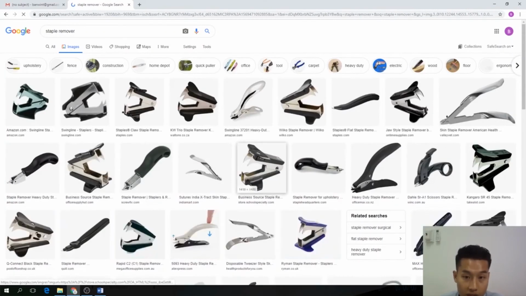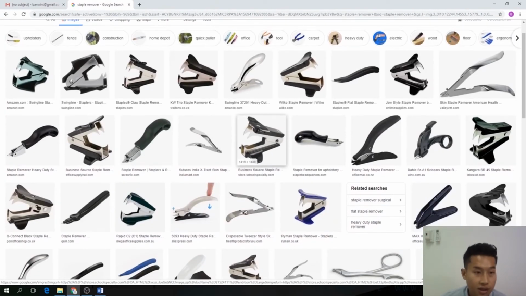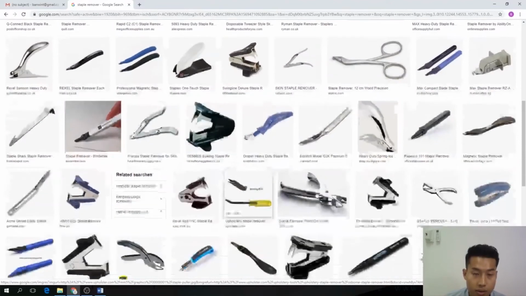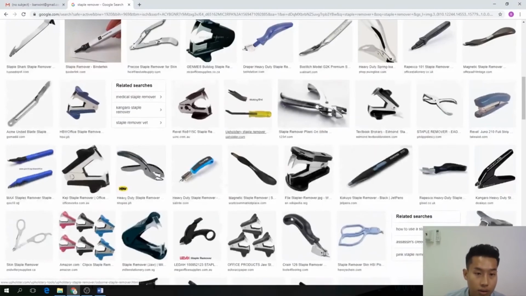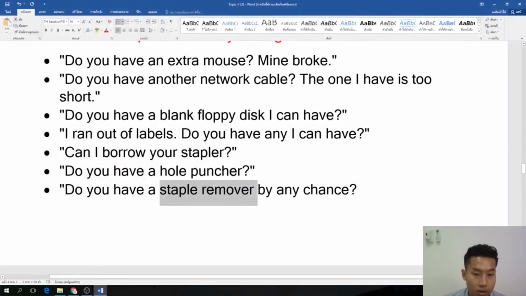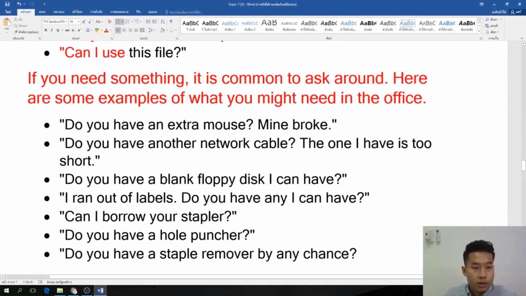Okay, this we call staple remover. Staple remover, right? Okay, here is all I've got for this one. So what we are going to do right now is make the question.